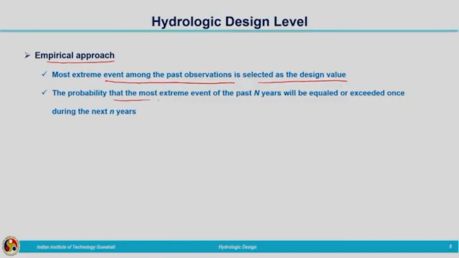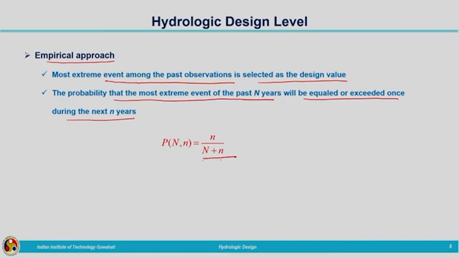The probability that the most extreme event of the past 10 years will be equaled or exceeded once during the next 10 years needs to be calculated. Based on the past 10 years of data, the magnitude of the extreme event will be calculated, and we need to calculate the probability corresponding to that particular event being equaled or exceeded in the coming n years. In the future coming years, we need to calculate the probability. That can be calculated by using the formula small n divided by capital N plus n.